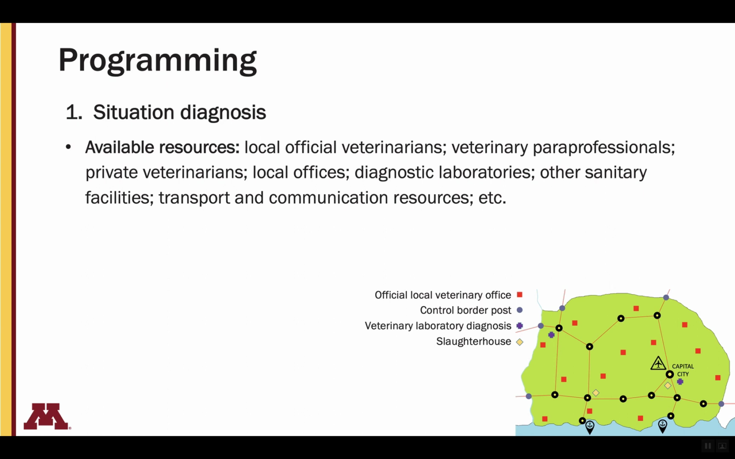The last factors to include in the description of the initial situation are resources available. For example, how many and where are the local veterinarians, the veterinary paraprofessionals, the private veterinarians, the local offices, the diagnostic laboratories, and any other sanitary facilities. Other resources such as transportation and communication may also be important to consider.